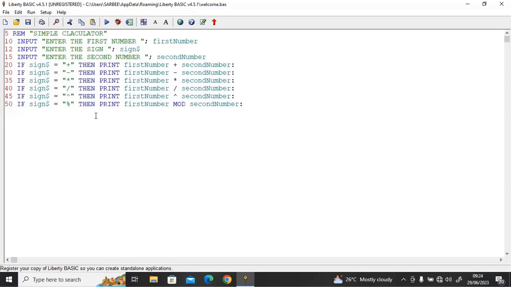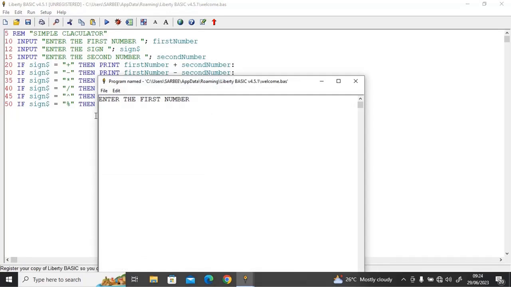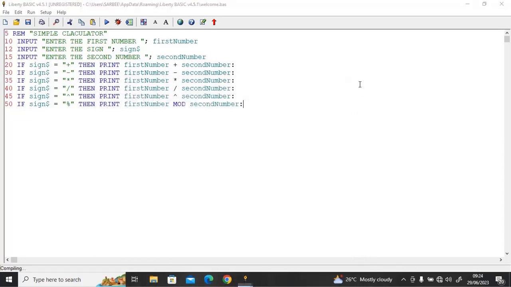So let's run this together and see if we are right or wrong. Shift F5. Let's run this. Let's say first number is 6. Second number, the sign there, let me put plus. Then second number is 5. 6 plus 5 is 11. You can see it's run successfully.